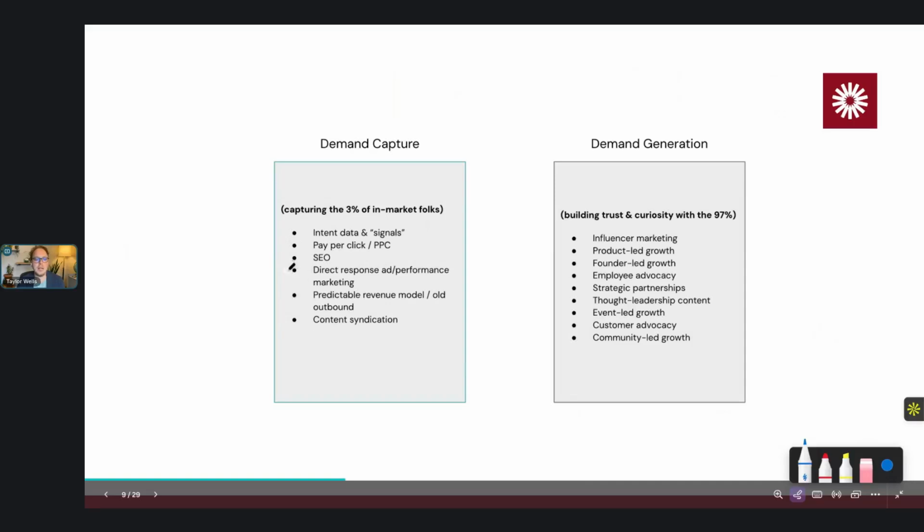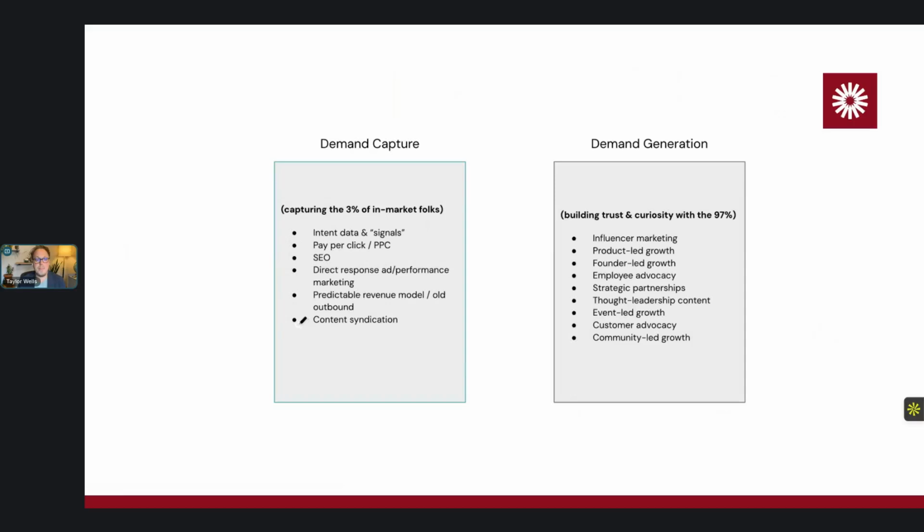So performance marketing, direct response marketing, the predictive revenue model, and the older ways of using outbound. Those are all very tied to demand capture, where they're less focused on building a relationship, building trust, building curiosity. They're more focused on how do I book meetings right then and there.